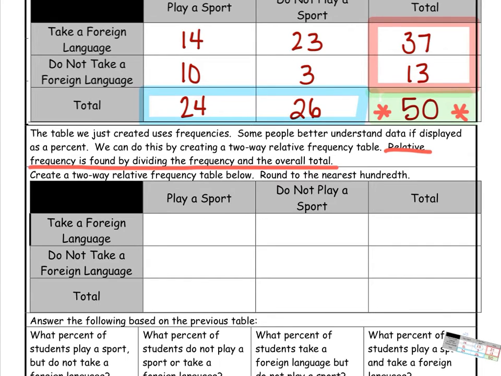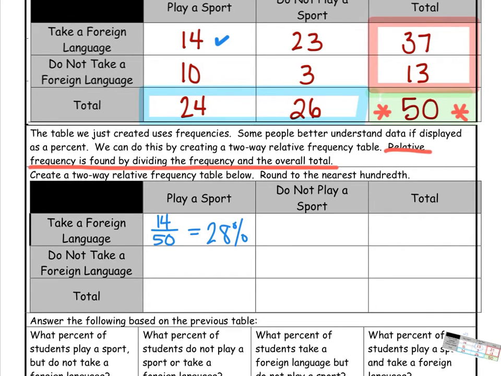So we need to write the percentage of students who play a sport and take a foreign language. And so we know from up here that 14 students play a sport and take a foreign language. That's our joint frequency, and that's 14 out of 50. And as a percent, that's 28%.